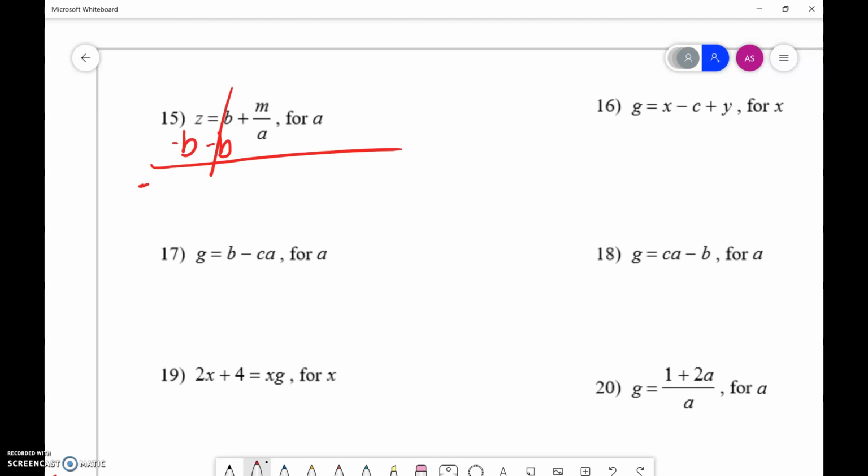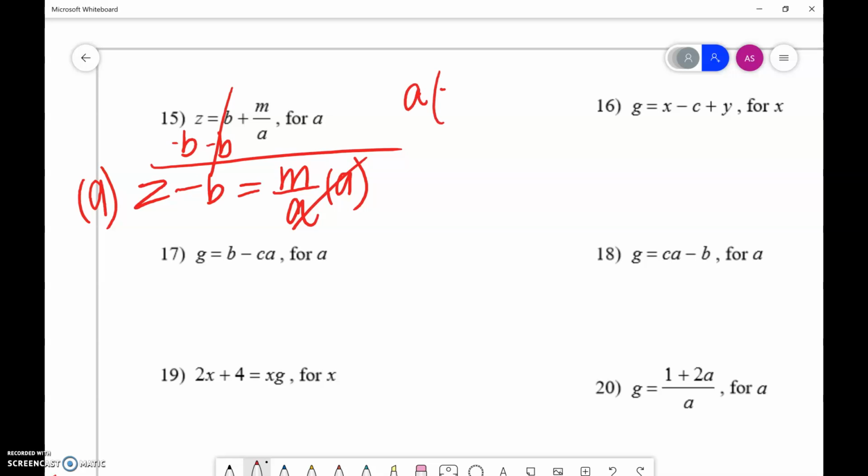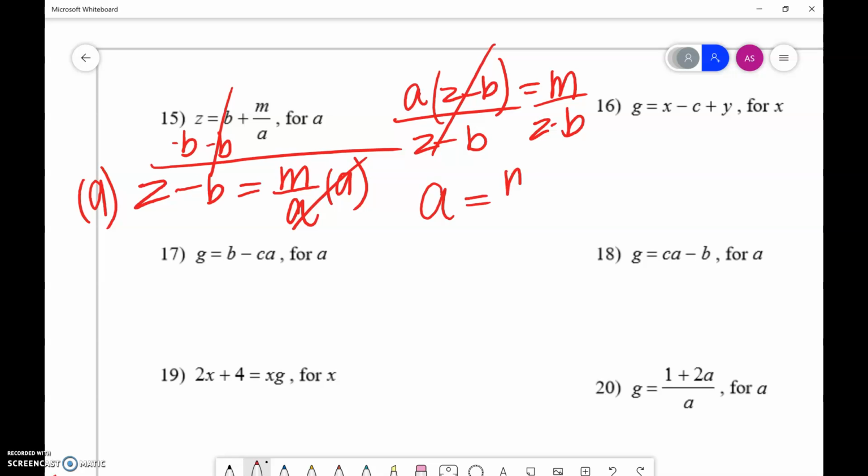That's going to cancel out, so I'm left with Z minus B equals M over A. Then I'm going to multiply both sides by A, so it'll cancel out over here. I'm left with A times Z minus B equals M. Then I divide both sides by Z minus B, and because this cancels out, my final answer is A equals M over Z minus B.